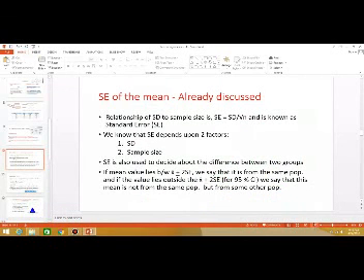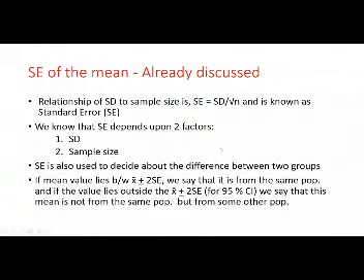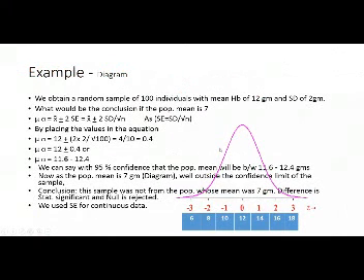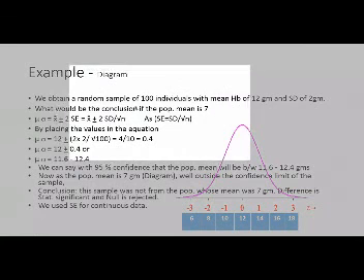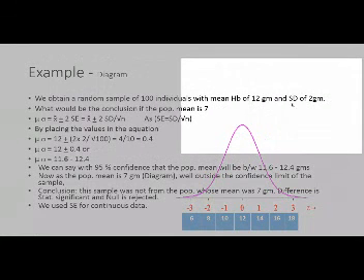Now, taking an example, we obtained a random sample of 100 individuals with mean HB of 12 grams and standard deviation of 2. What would be the conclusion if the population mean is 7? This is a sample where we had taken 100 individuals and their mean HB is this one.